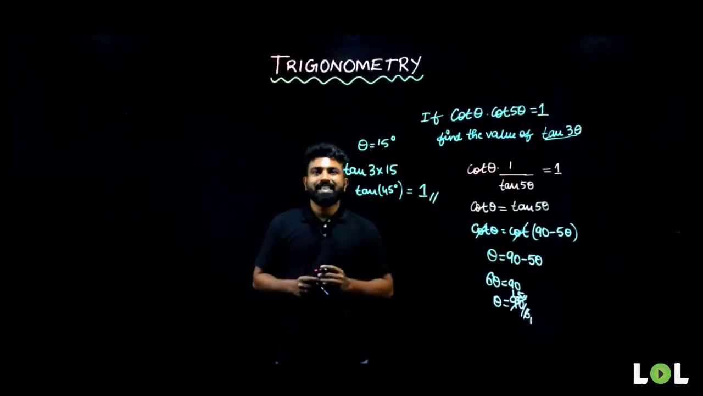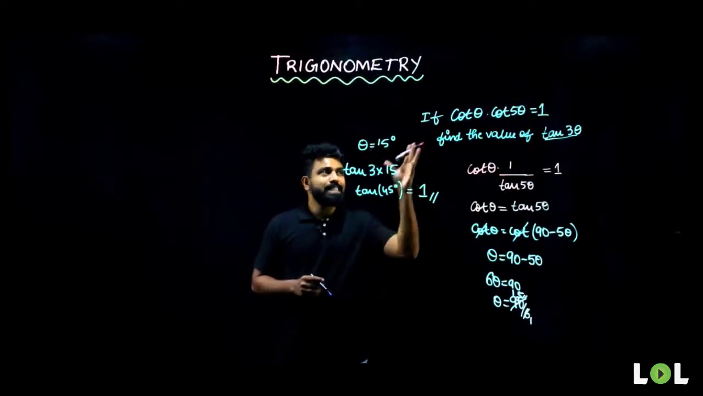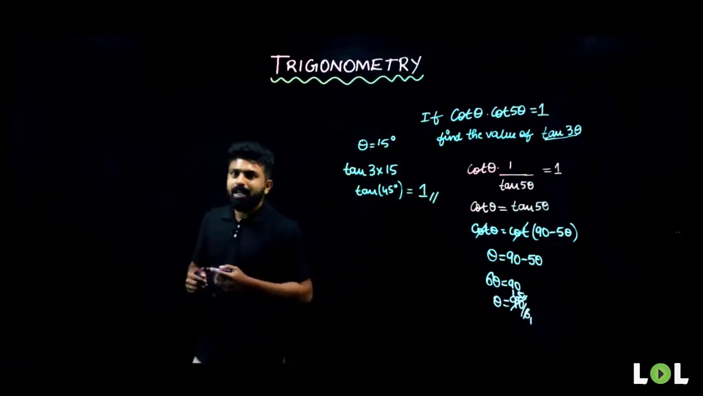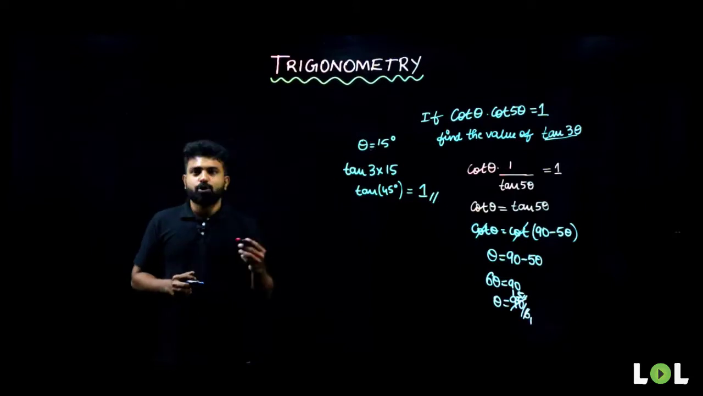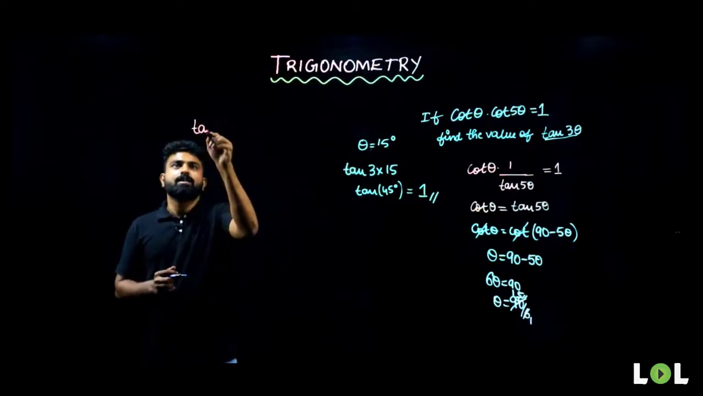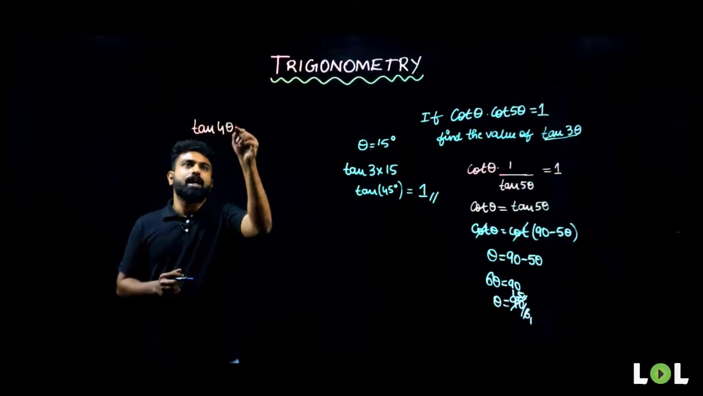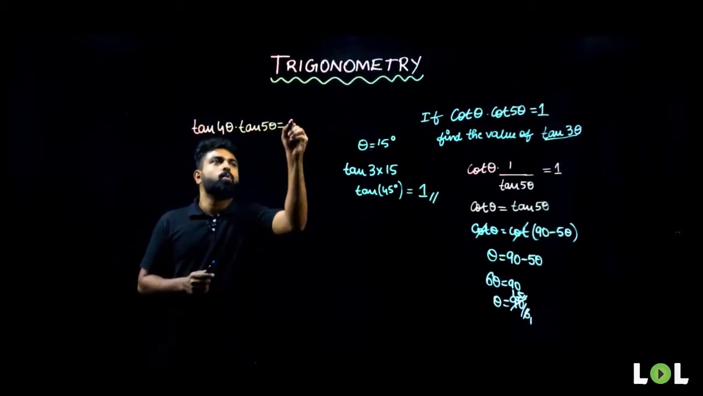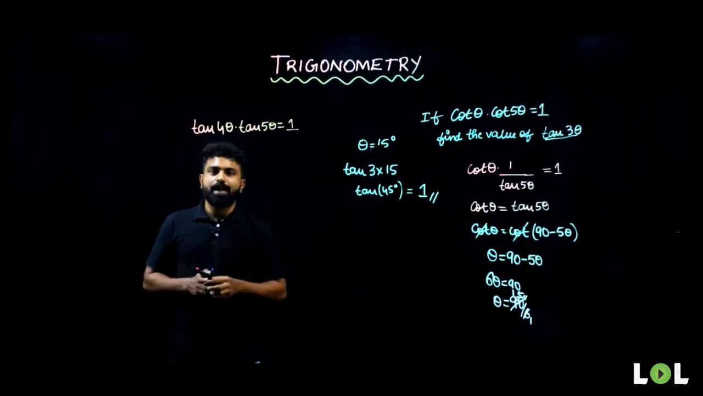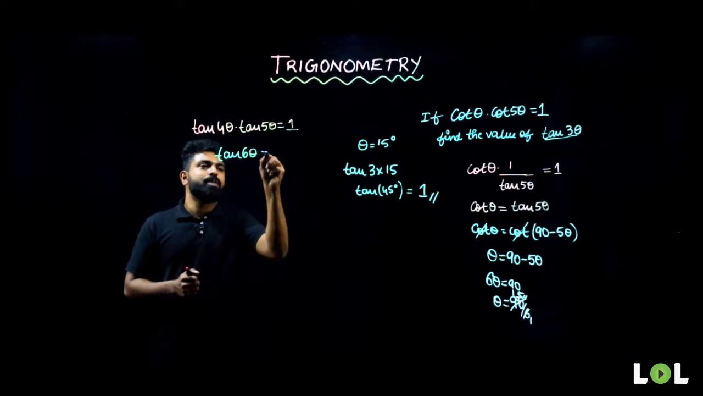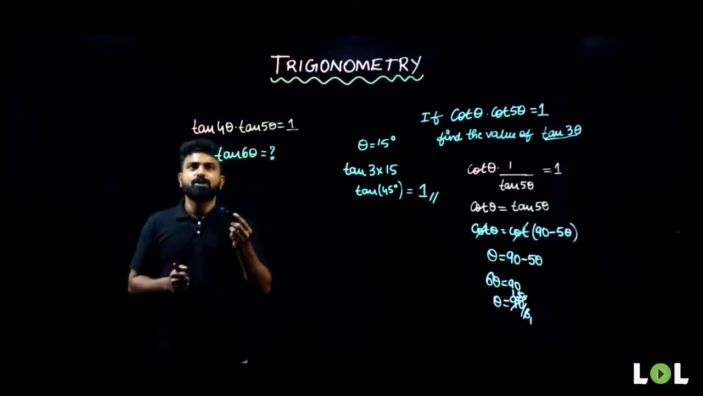Now this was a very simple question. What if the question is asked like this? Do you need to do all this? No. So how to solve that? Let us take up a next question so that you can understand it easily. So instead of cot theta, I will be taking here tan 4 theta into tan 5 theta is equal to 1. Now if they ask you to find out the value of tan 6 theta, so how do you find this? It is very simple.